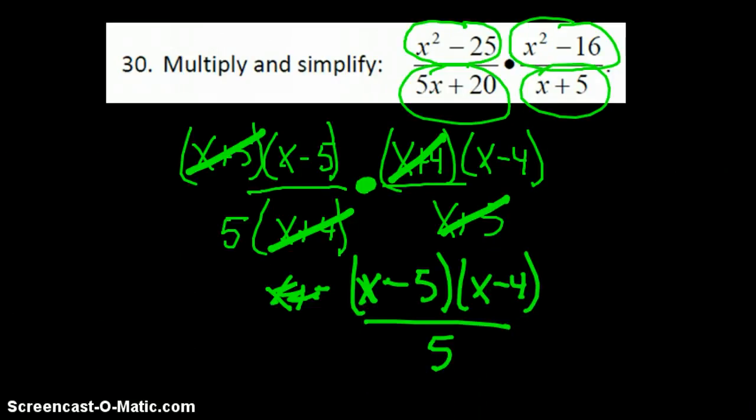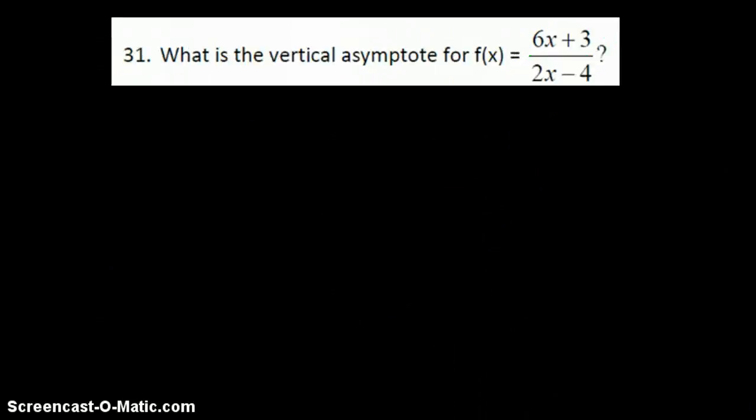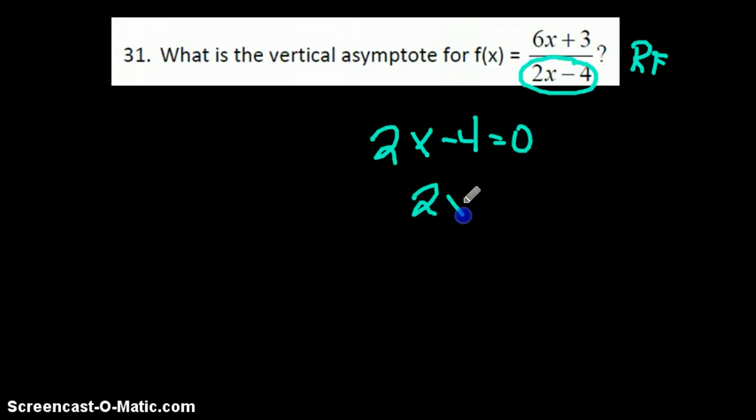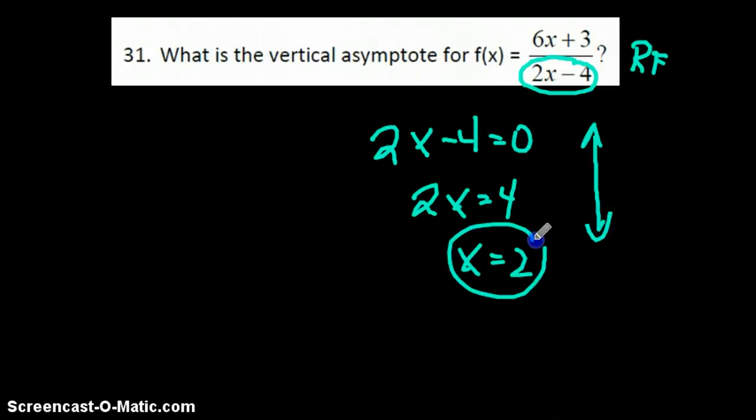Okay, 9 problems left, or 10 left here. So what is the vertical asymptote for this? Remember, this is a rational function, and vertical asymptotes are where the denominator is equal to 0. So that's 2x minus 4 is equal to 0. 2x is equal to 4, so x is equal to 2. So it cannot be 2, otherwise I'm going to have an undefined. So I'll have a vertical asymptote at the line x equals 2. And that is the vertical asymptote.